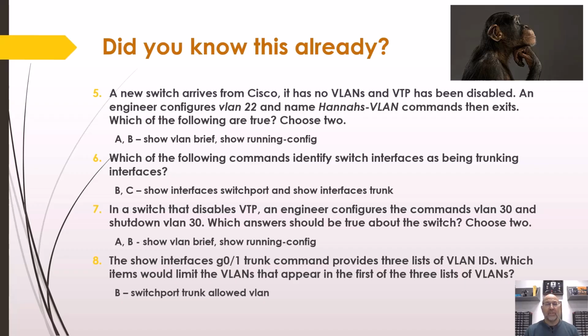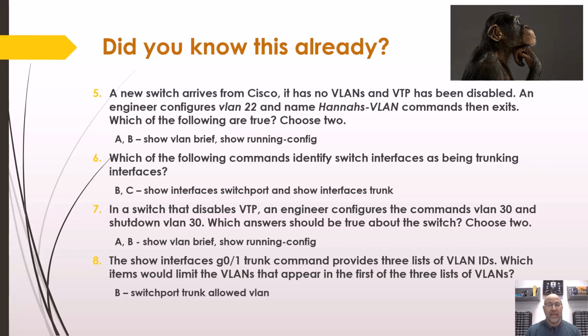Question number 7, in a switch that disables VTP, an engineer configures the commands vlan 30 and shutdown vlan 30. Which answers could be true about the switch? Choose 2. Well, the weird thing about this one is there's no ports in this VLAN, but the VLANs have been configured, but they're not being used. And so in this case, they'd both appear. The other 2 answers were about forwarding, and that would not work.